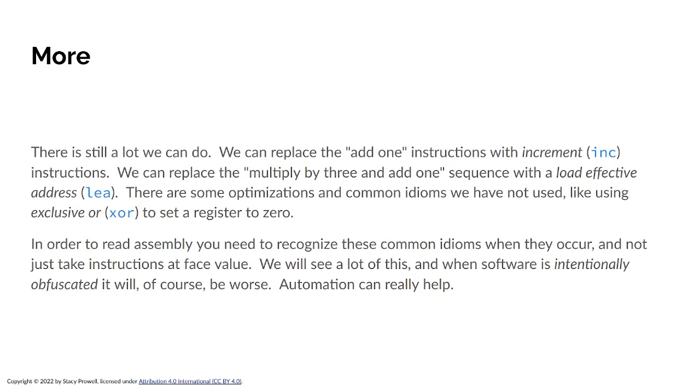We can replace multiply by 3 and add 1. There is, in fact, an instruction that will let us do that, and that instruction is load effective address. Okay? Just trust me on this. We'll see how to do that in a bit. And there are some other optimizations and common idioms that we could use. The point of this is that in order to be able to read assembly, you need to recognize these idioms when they occur and not just take the instructions at face value.